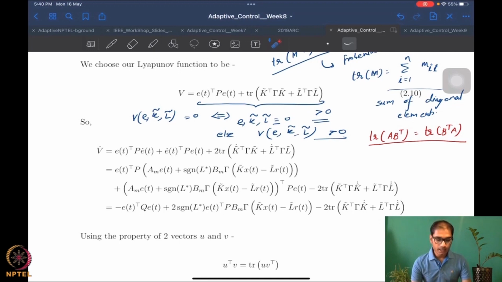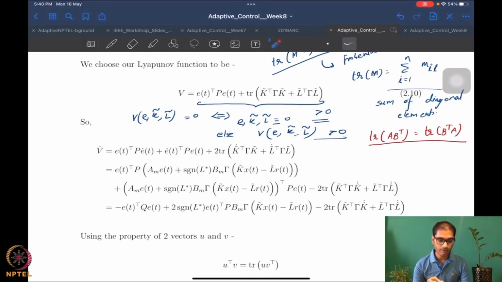Now let's take the derivative, just like we do. Let's diligently take the derivative and plug in the closed loop dynamics. So we are yet to choose, of course, the update laws for the k tildes and the L tildes, and that is really what we are trying to do with this Lyapunov analysis. Great. So V dot now, remember, these are vector operations, so we have to be very careful, right?